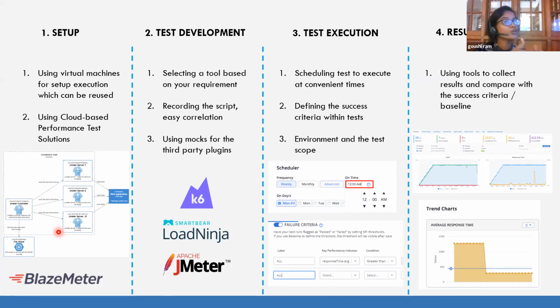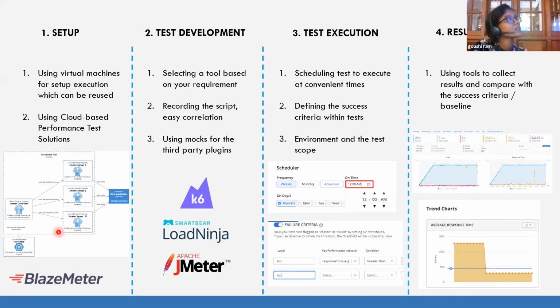So likewise, choosing the right tool allows us to reduce the time that we spend on scripting, or to spend the scripting time wisely. Most of the performance test tools provide us with a record and playback mechanism, and most of the commercial tools also give us easy correlation techniques. Even for test development, we can eliminate the third party interactions or third party APIs that we talk to by using mock services like Biomock. After test development, we move to test execution.